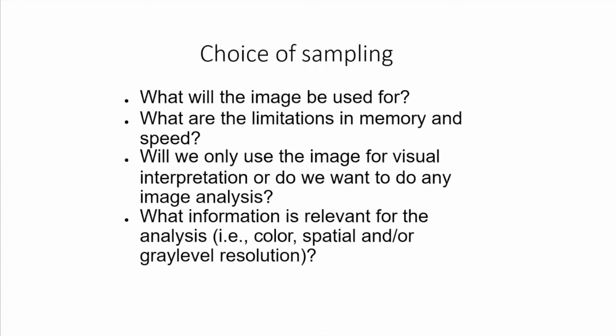And then how do you decide for the sampling of your number of pixels? Then you have to think, how will the image be used? What are the limitations? Do you have limitations in memory or in the speed you want to have if you do image analysis, for example? And do you want only visual interpretation, or do you want the computer to do the interpretation and so on? Do you want to keep the color? Do you want to keep the spatial and gray level resolution? So all that are questions you need to ask when you want to convert your images into a lower number of bits or a lower number of pixels.